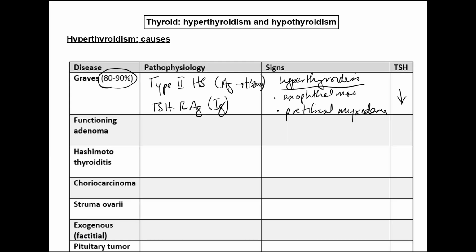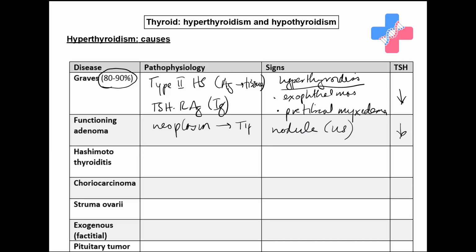A functioning adenoma is a benign neoplasm, and this benign neoplasm is functioning, so by definition it produces T4. When one looks for the signs, one can often palpate the nodule. But if you can't palpate it, you can go looking for it by ultrasound. It's producing T4, so TSH is suppressed.